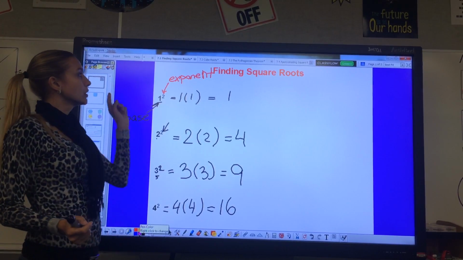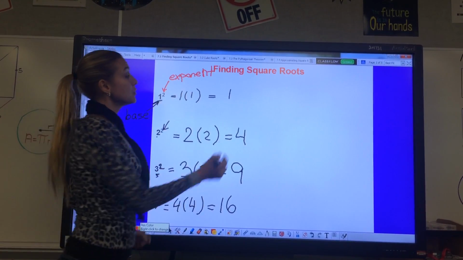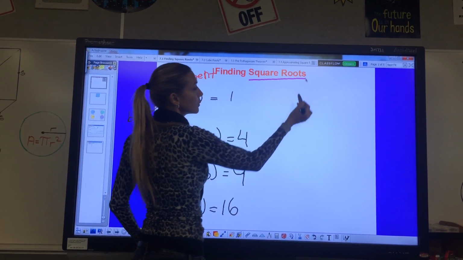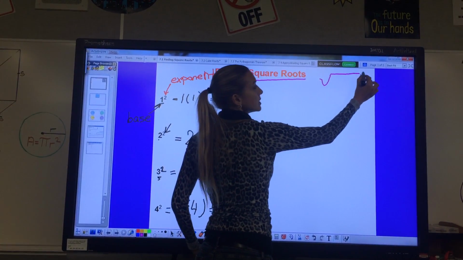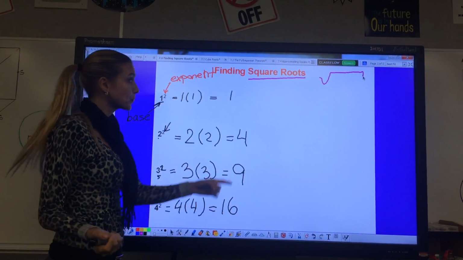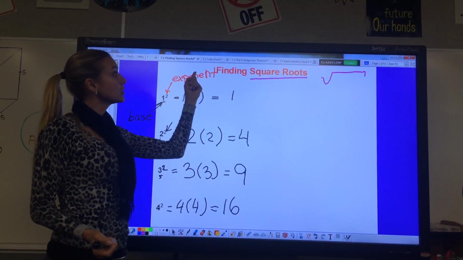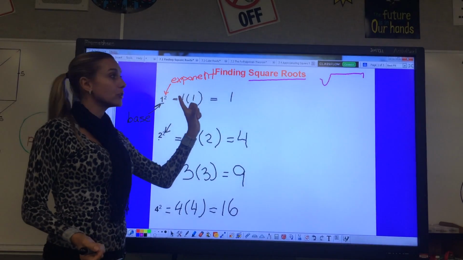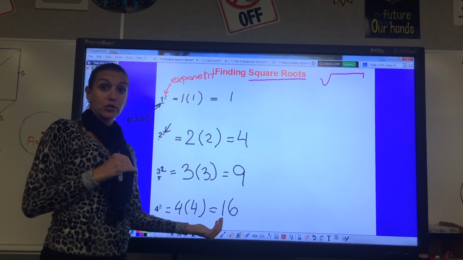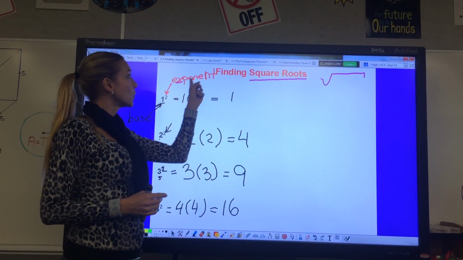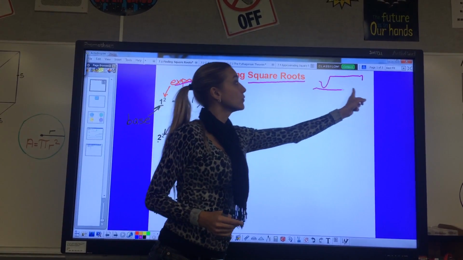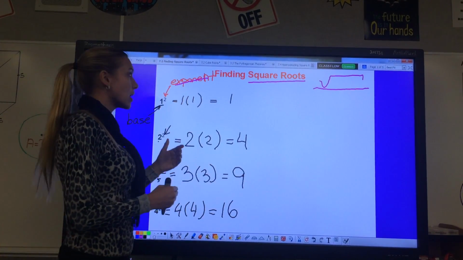We have learned about exponents, and then I'm sure you have seen square roots. Square root looks like this little house. We call it a radical. Square root is the opposite of exponent. Just like multiplication and division undo each other, addition and subtraction undo each other, exponents and square roots, the radicals, will cancel each other out.